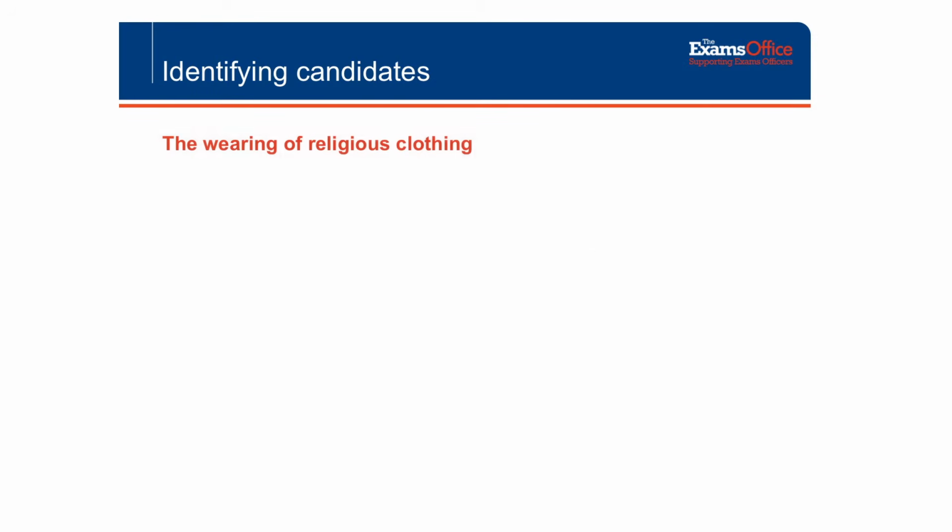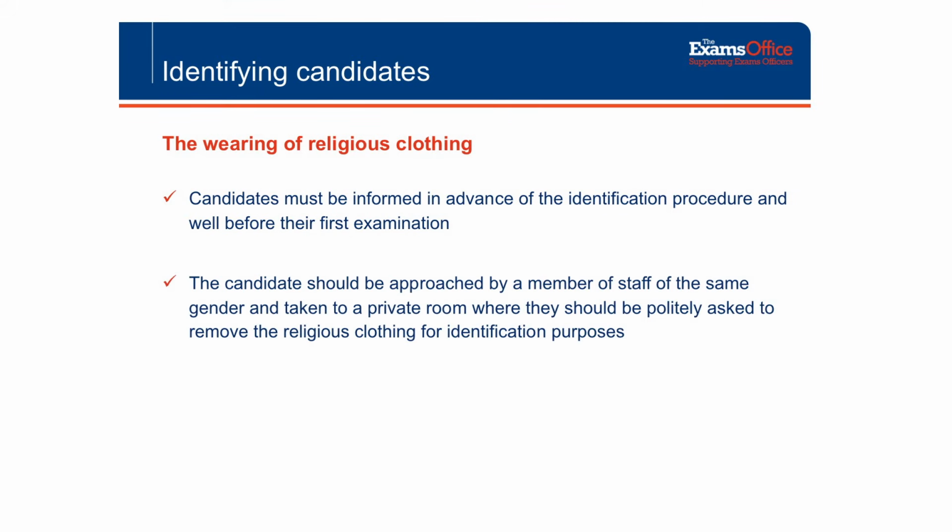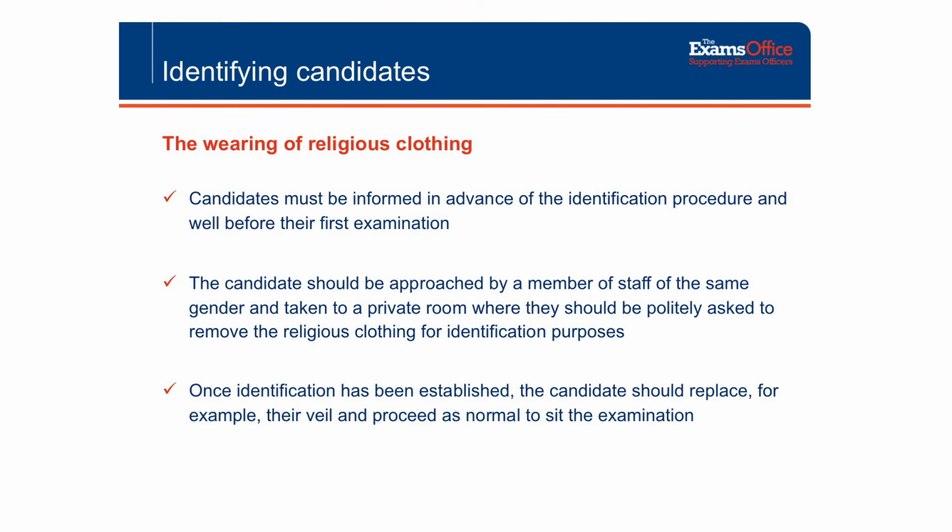Where it's impossible to identify a candidate due to the wearing of religious clothing, such as a veil, centres must inform candidates in advance of the identification procedure that will be employed well before their first examination. Prior to the examination, the candidate should be approached by a member of staff of the same gender and taken to a private room where they should be politely asked to remove the religious clothing for identification purposes. Once identification has been established, the candidate should replace, for example, their veil and proceed as normal to sit the examination.